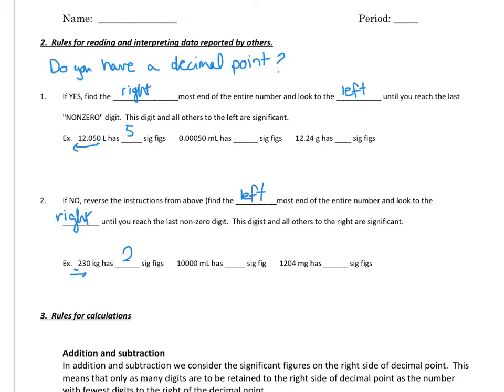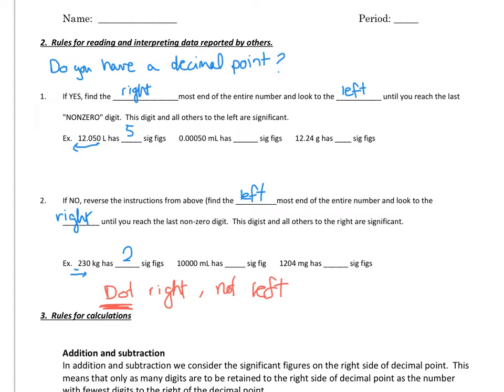This rule is sometimes called dot right, not left. That's kind of an easy way to remember it. Dot means a decimal point. If you have a dot, you start at the right and go to the left. If you do not have a dot, then you start at the left and go to the right. Okay, let's practice the other ones there.